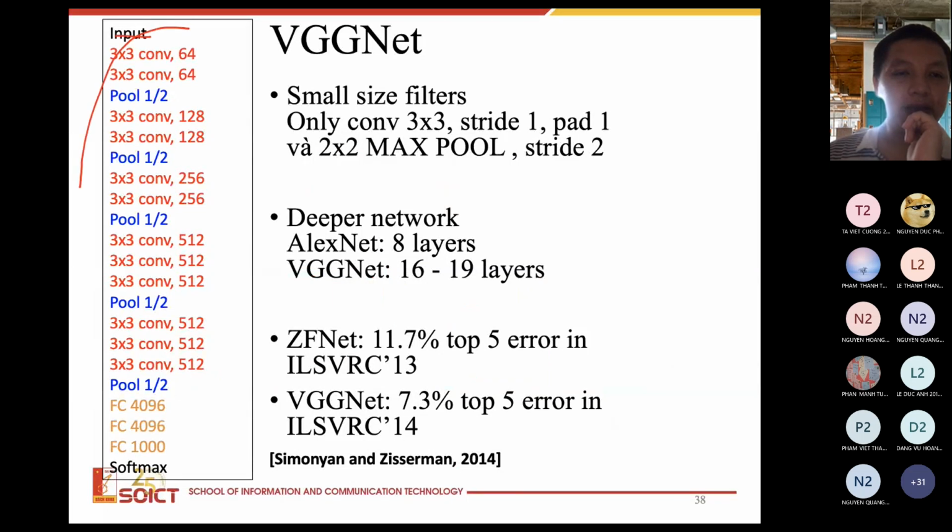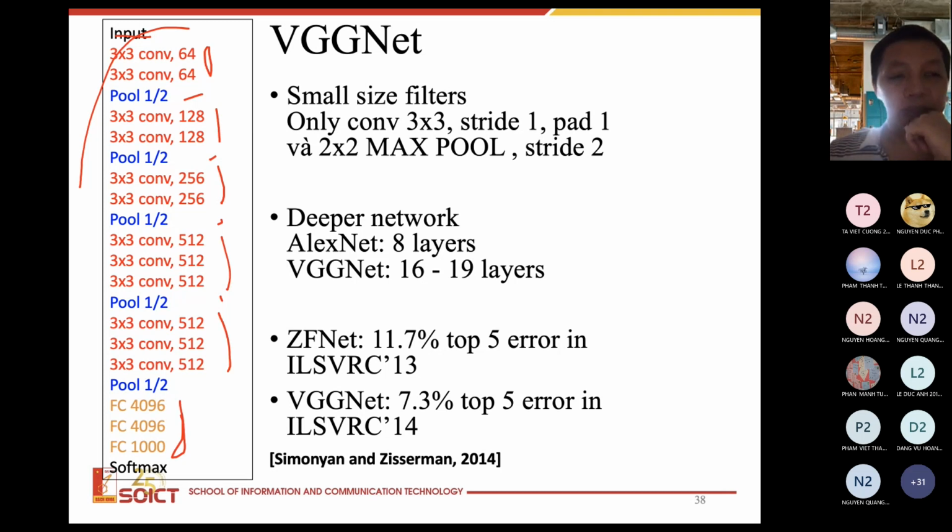You have the input and then 2 convolution layers and then the pooling layer to reduce the size by half, right? And then 2 convolution layers and then the pooling, and then 2 convolution and then pooling, and then 3 convolution and then pooling, and then 3 convolution and then pooling, and then you have 3 fully connected layers with the final one being 1000 size. I mean, that is for the 1000 classes classification, right?